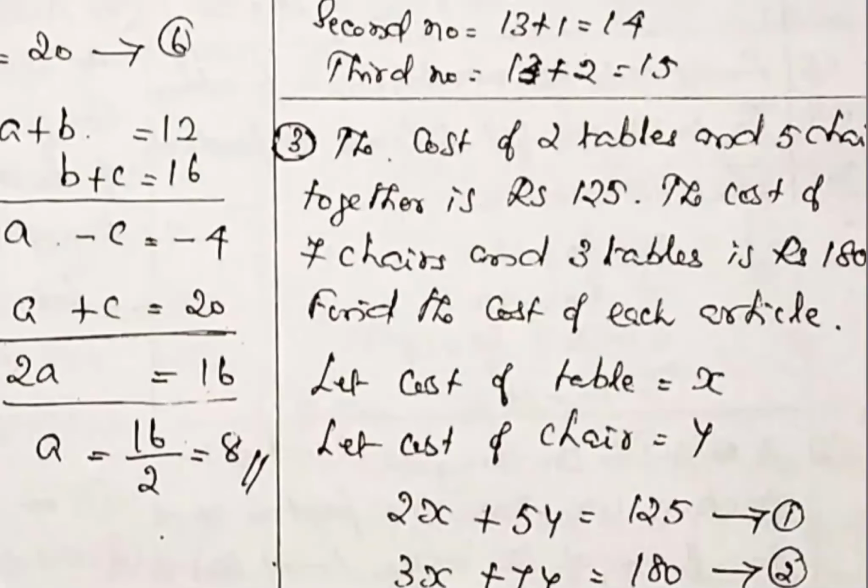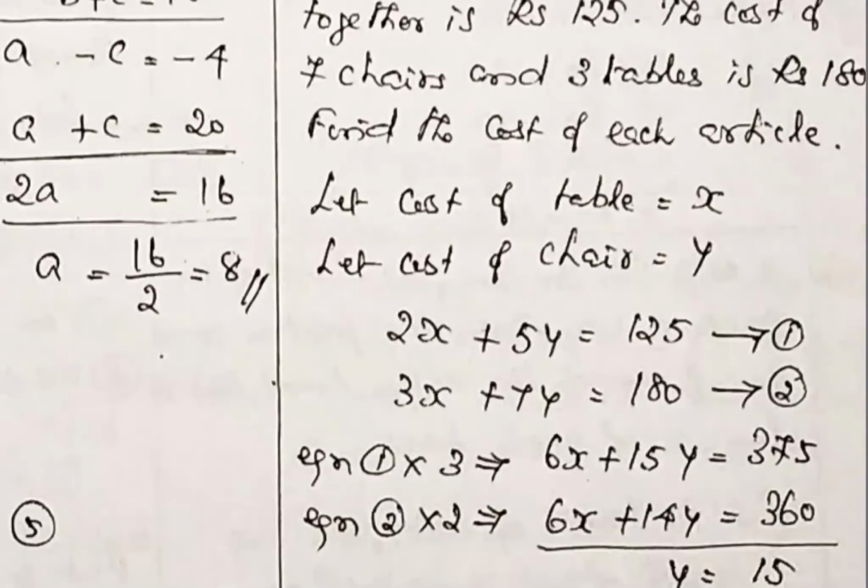Problem number 3. The cost of 2 tables and 5 chairs together is rupees 125. The cost of 7 chairs and 3 tables is rupees 180. Find the cost of each article. Article means table, chair. So you assume the cost of table X, the cost of chair Y, two unknown quantities. Form the equation: 2 tables and 5 chairs together 125. It is 2x plus 5y is equal to 125.